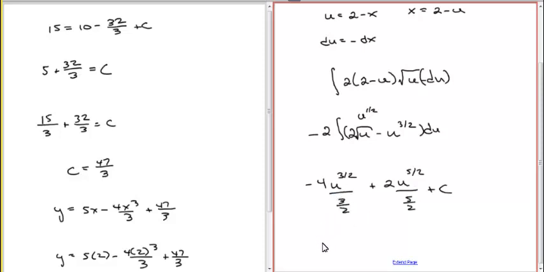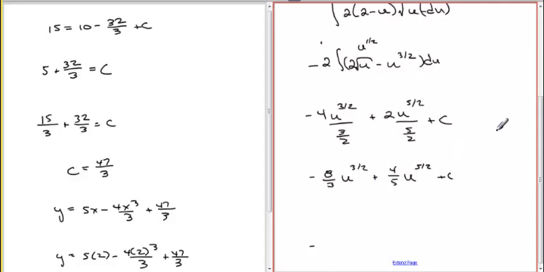And then you can take the reciprocal of 3/2, which is 2/3. 2/3 times 4 is 8/3. You get 8/3 u to the 3/2. Here we get the reciprocal of 5/2 is 2/5. So 2/5 times 2 is 4/5. U to the 5/2 plus c.